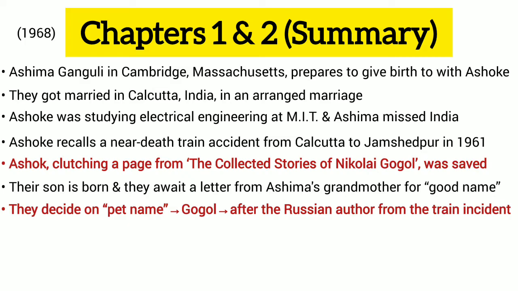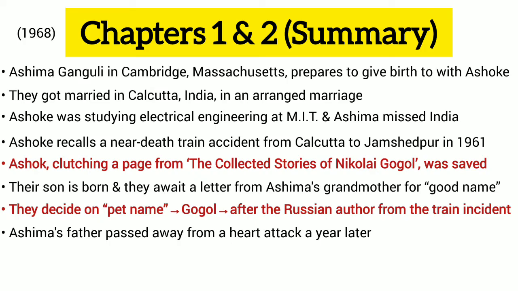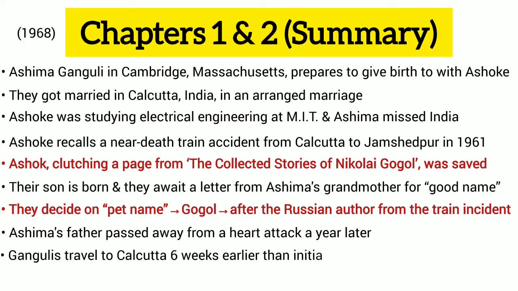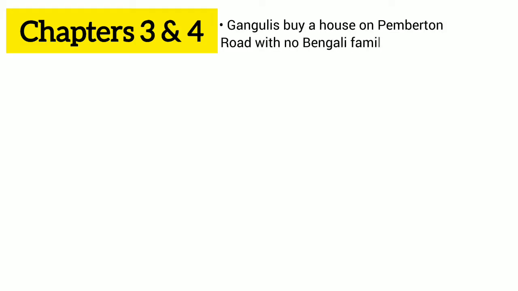Half a year later, as the Gangulys make arrangements for a trip to India, Ashima receives a distressing call from her brother, Rana, revealing that her father passed away from a heart attack. Ashima and her family alter their plans, opting to travel to Calcutta 6 weeks earlier than initially intended for the funeral. By 1971, they shift from Harvard Square apartment to a Boston suburb, eventually buying a house on Pemberton Road with no Bengali families nearby.